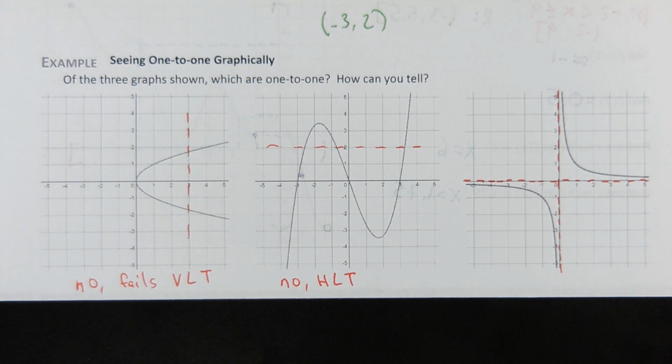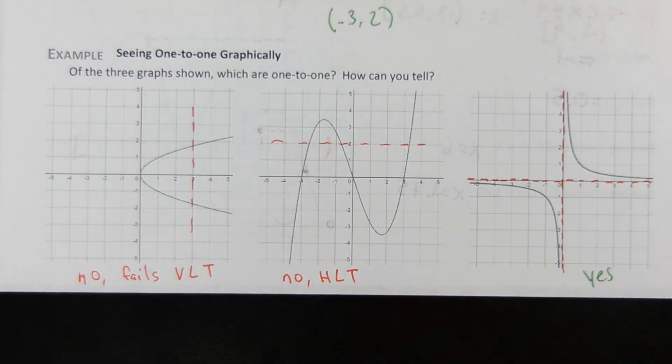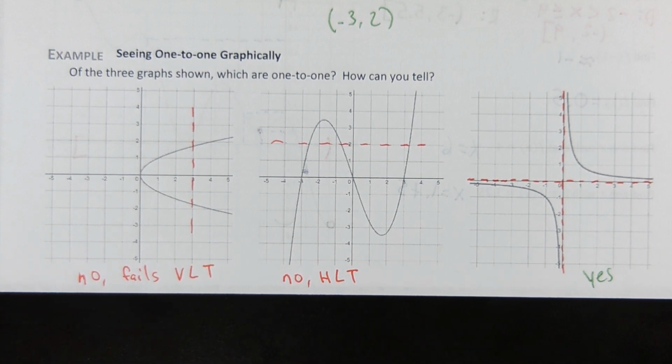So class, is this graph one-to-one? Yes, it is. It passes the vertical line test and the horizontal line test. And you know what's really cool about this graph, actually? This is a very special function. This is the graph of 1 over x, y equals 1 over x. Its inverse function is 1 over x also. It's its own inverse. We call it self-invertible, which is really cool.